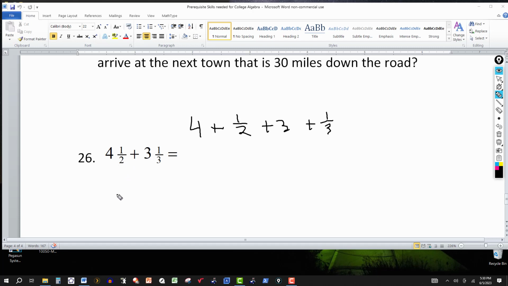4.5 means 4 plus 1/2. So I could just say, let's put the whole numbers together: 4 and 3 is 7. Then let's put the fractions together. The common denominator here is 6. So 2 goes into 6 three times, 3 times 1 gives me 3. 3 goes into 6 two times, 2 times 1 gives me 2. So this is going to be 5/6. Again, there are different ways to do this. I could just cross multiply here: 3 times 1 is 3, 2 times 1 is 2, add them up, and then multiply these out. You get 5/6. So this would give me 7 and 5/6.